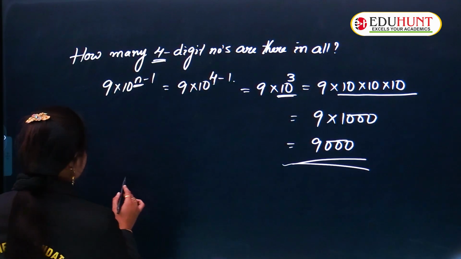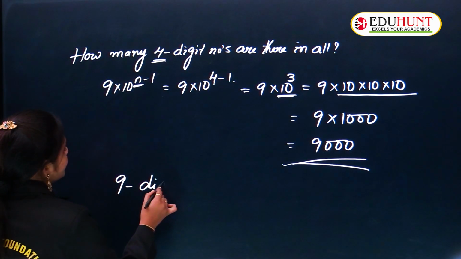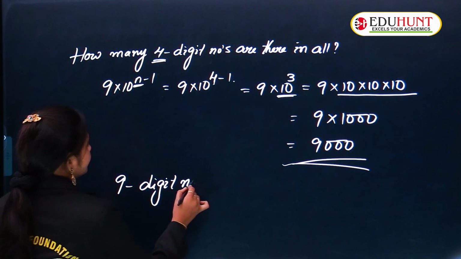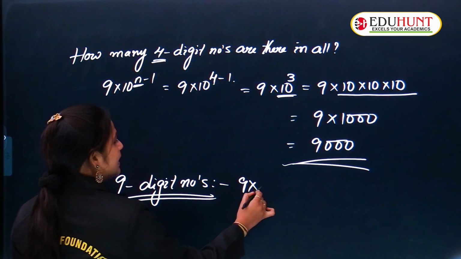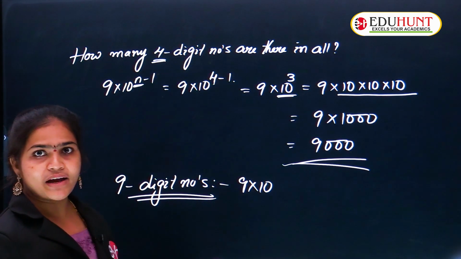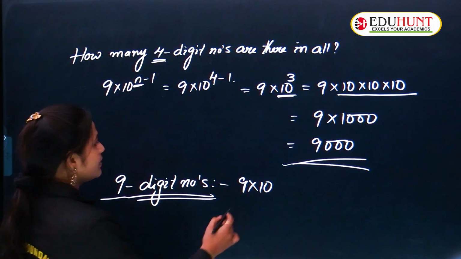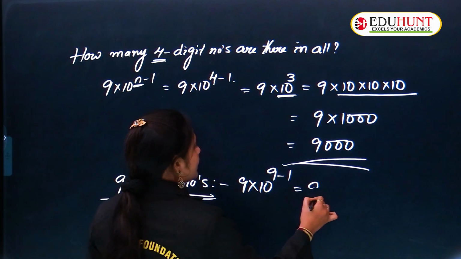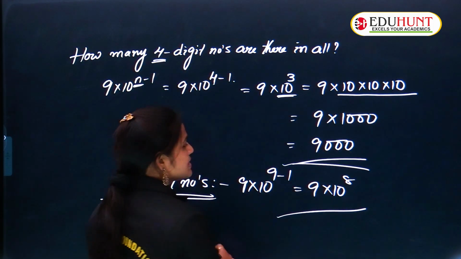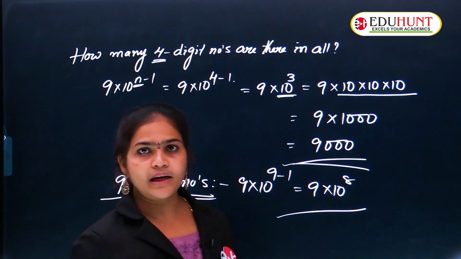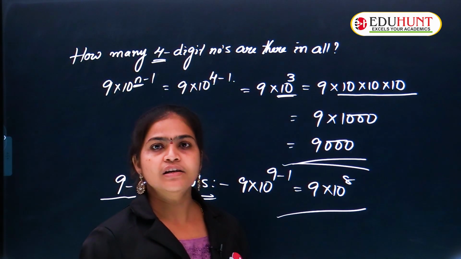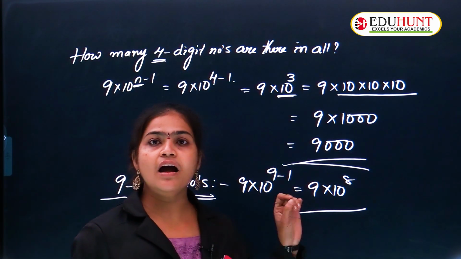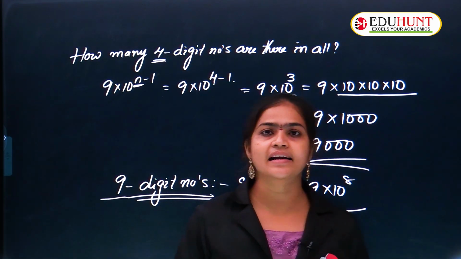Okay, another example. How many 9-digit numbers are there in all? What is the formula? 9 into 10 to the power of n minus 1, at the place of n it is 9. Then 9 minus 1, 9 into 10 to the power of 8, that is sufficient. 9 followed by 8 zeros will come. Understood? So this is the formula to find how many n digit numbers are there in all.